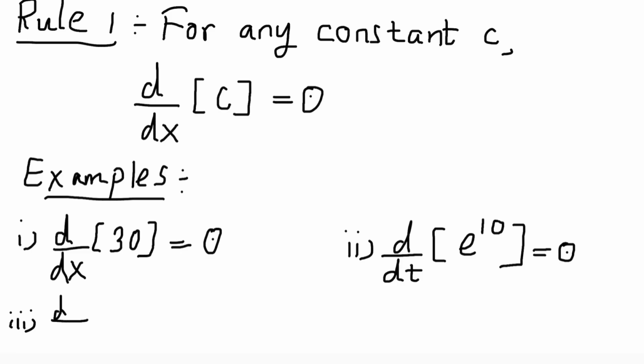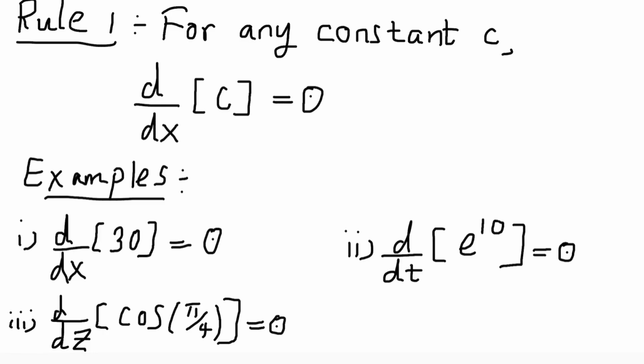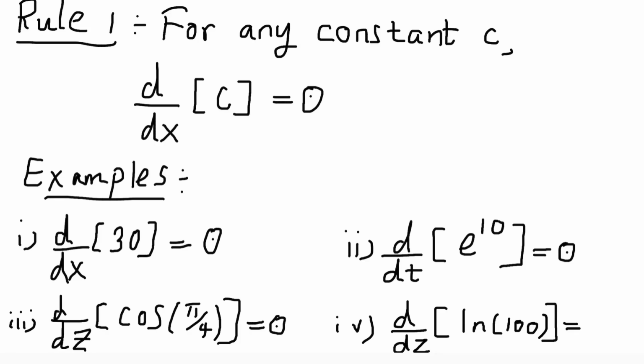So let's move on to the next example. Cosine pi over 4 is the function, and we are going to compute the derivative with respect to z. Again, you can see that cosine pi over 4 is a constant, so the derivative has to be 0. For the last example, we want to compute the derivative of natural log of 100 with respect to z. The derivative again is 0.